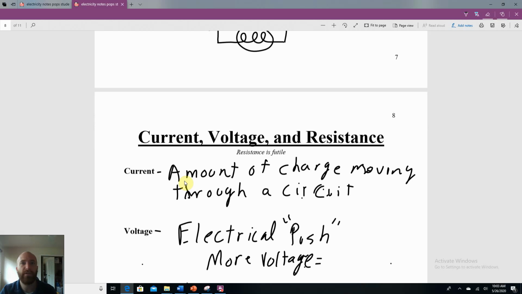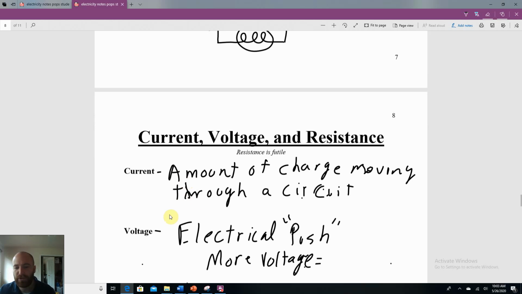In order to move the electrons, in order to generate current, you need some type of push. We call that voltage in electricity. So I could connect this wire to some sort of battery or power source, plug it in somewhere, and then there's a voltage. There's a push through our circuit that would create current. So voltage is like the electrical push.